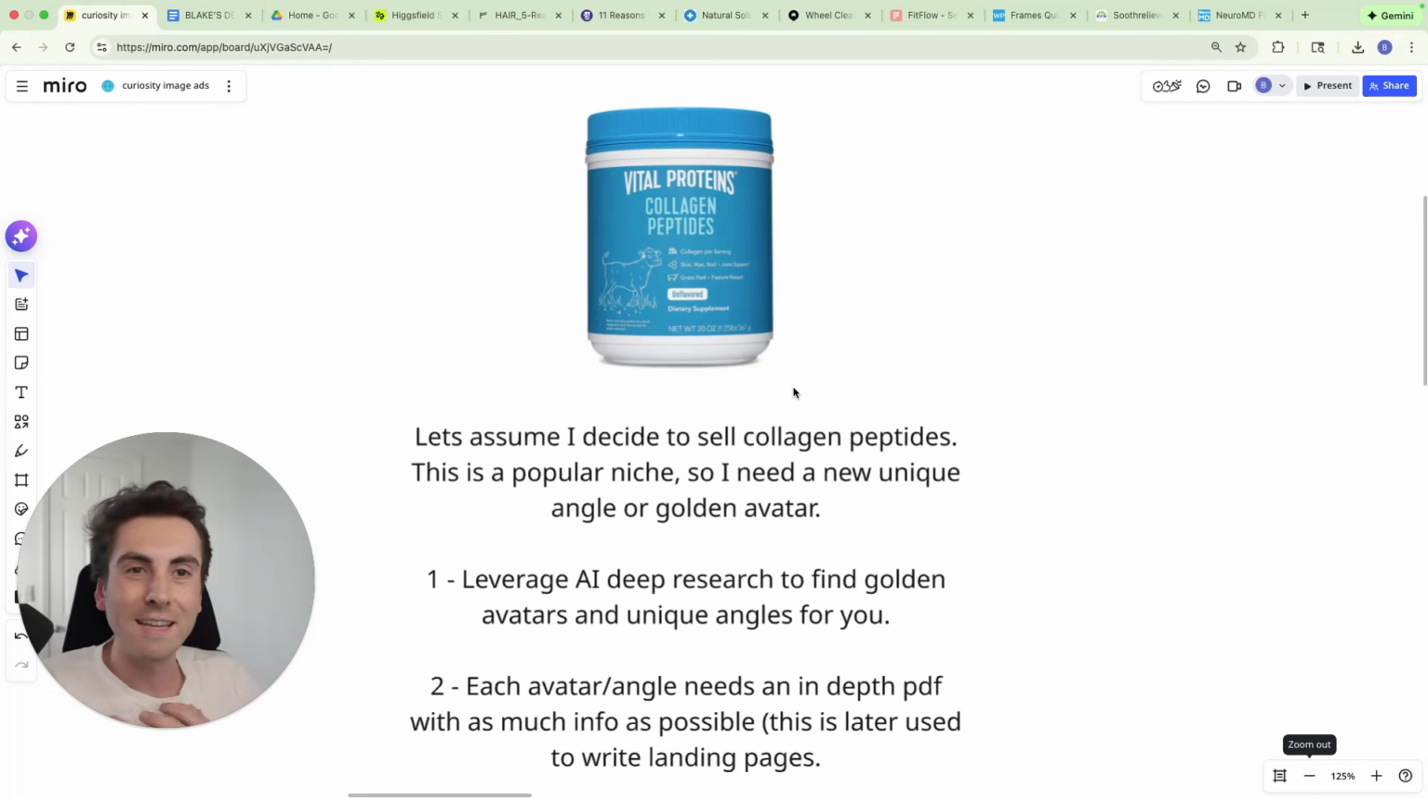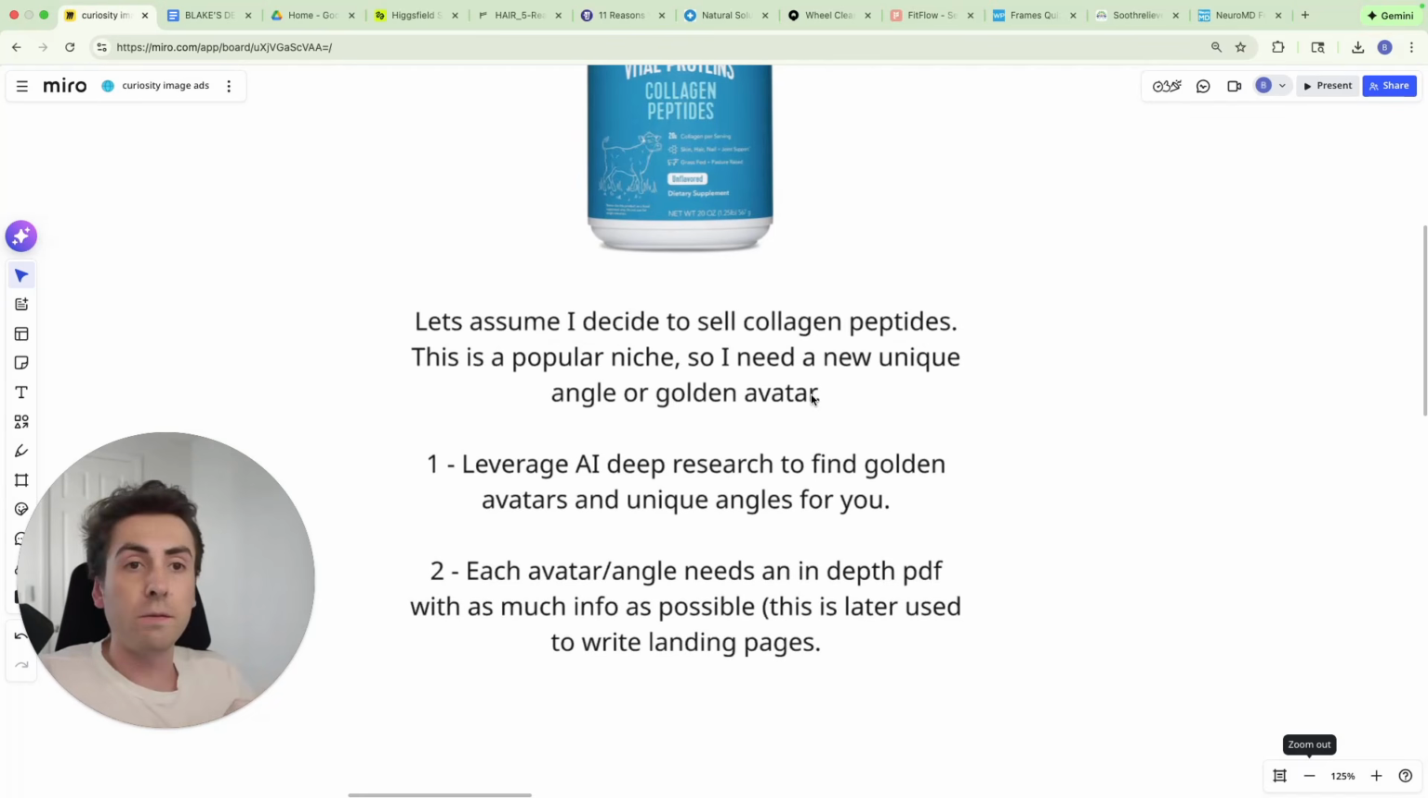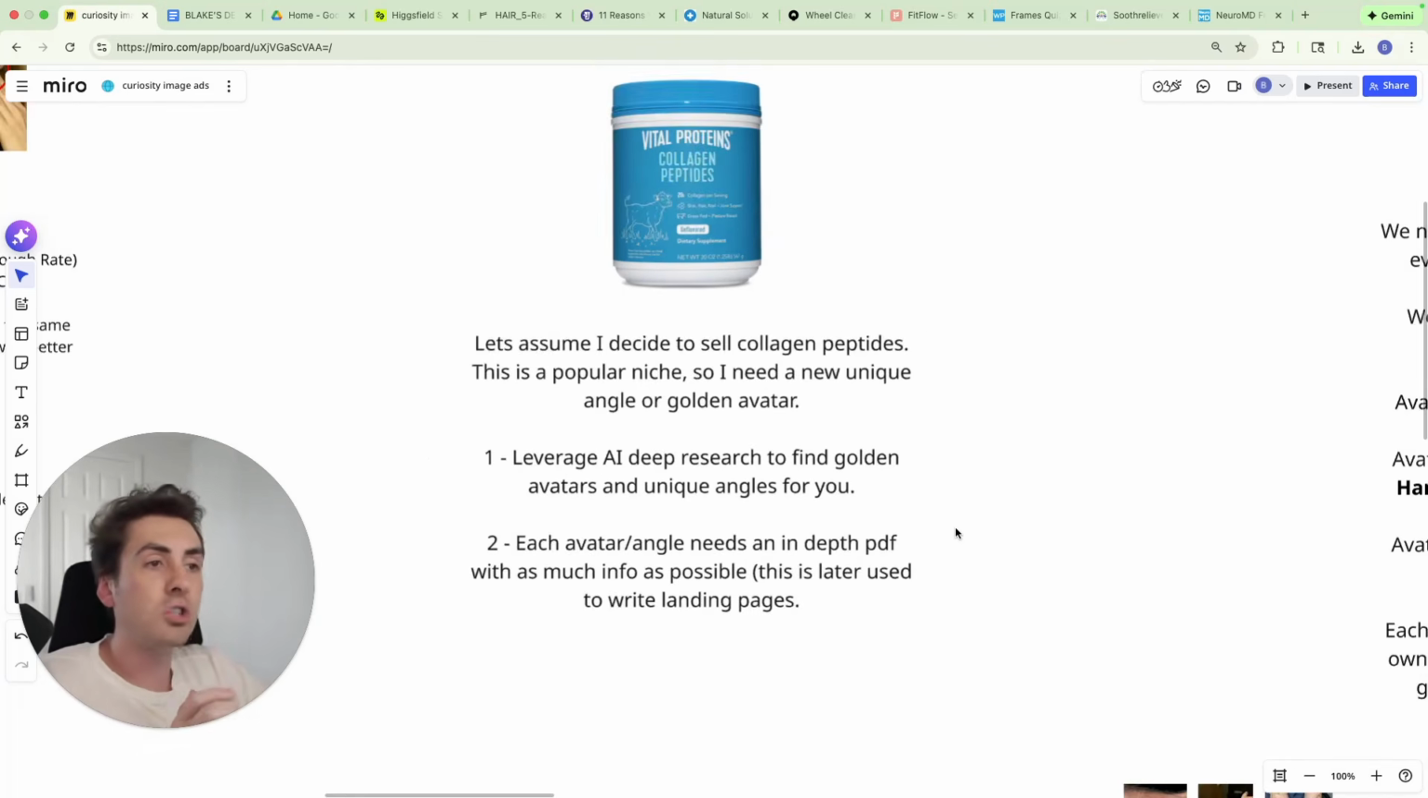So in order for me to even have a shot at competing, I need to find a unique angle or a golden avatar. I call it a golden avatar. This is an avatar that's typically untapped that you can scale super hard, or a type of person that you can sell to. So I leverage the deep research that AI essentially does for me to find unique angles and avatars. Now, with this avatar, step one is doing the research to find them. Once I have them, I'm creating another intensive doc on the avatar themselves, right? So this will be a full PDF on just the avatar.